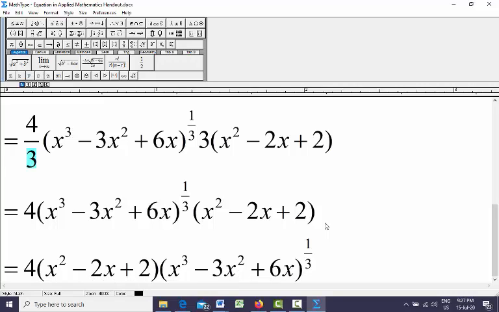In another way, you can simplify it, like you can rearrange it. It's not very necessary. You can write this one first and you can write this one with the power later. It's not very important.